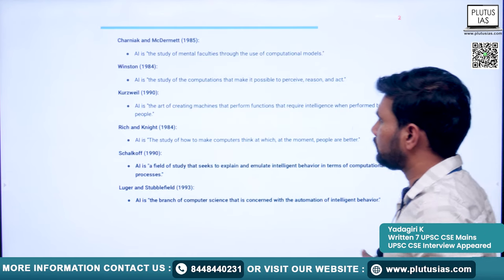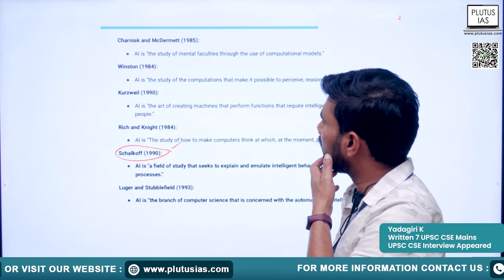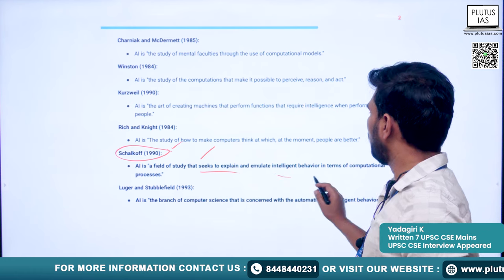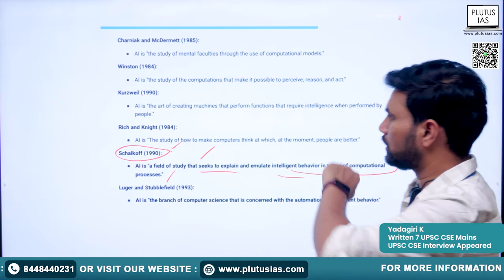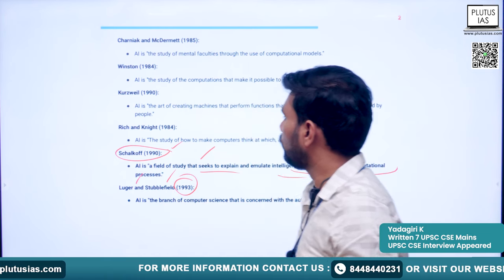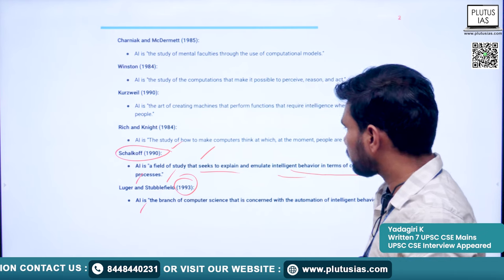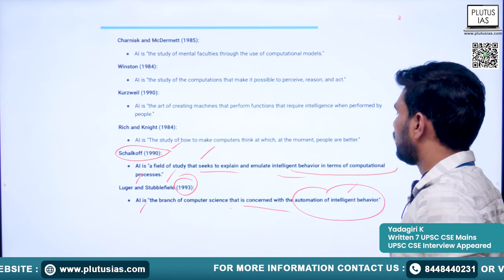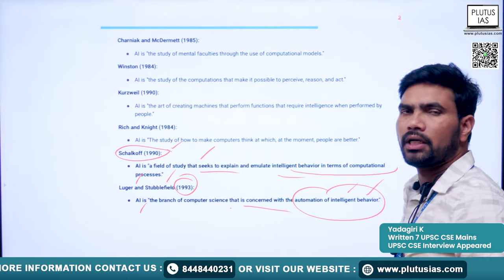Let us see the latest definitions which have been given recently. Skolkov in 1990 has given a definition. He said that AI is a field of study that seeks to explain and emulate intelligent behavior in terms of computational processes. In 1993, Luger and Stubblefield gave a definition. They said that AI is the branch of computer science that is concerned with the automation of intelligent behavior.